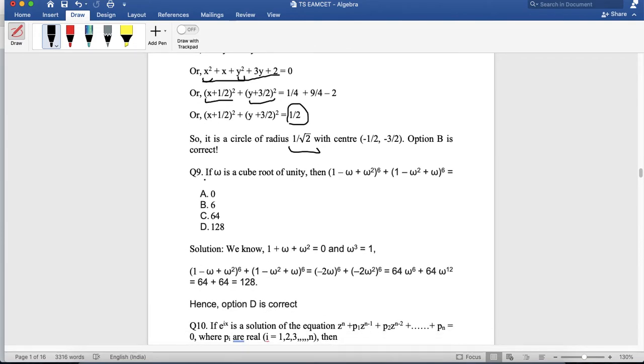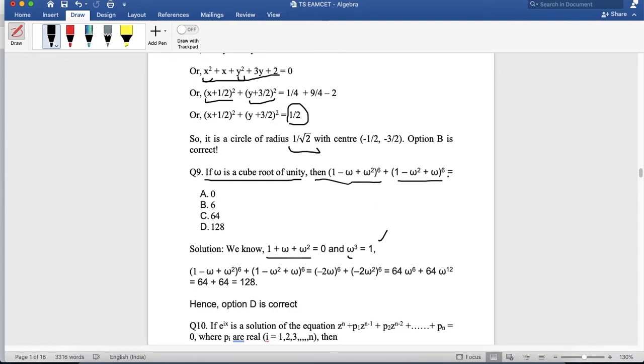Next problem. If omega is the cube root of unity, then what is this plus this? We know that when omega is the cube root of unity, omega cube equals 1, and 1 plus omega square equals 0. Very straightforward problem. 1 plus omega square is what? Minus omega. Minus omega minus omega is minus 2 omega, and minus 2 raised to the power 6 is equal to 2 raised to the power 6, which is 64.